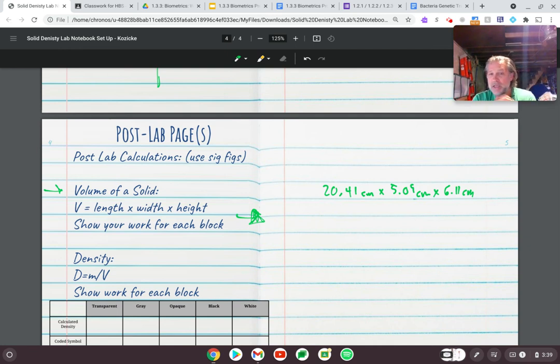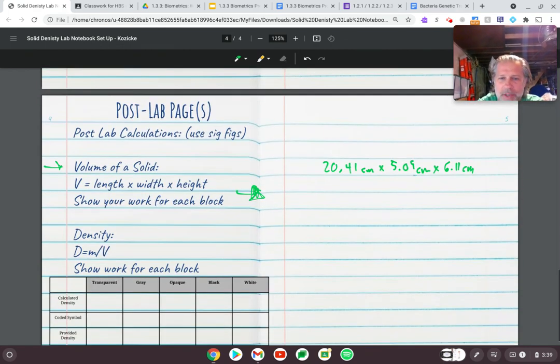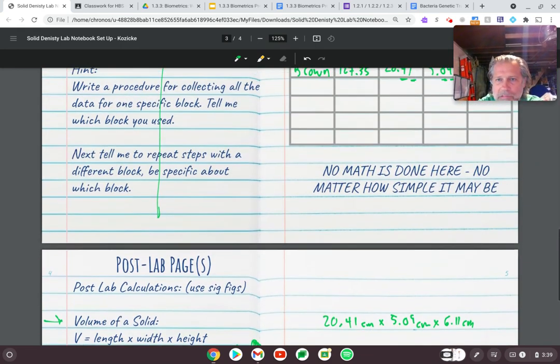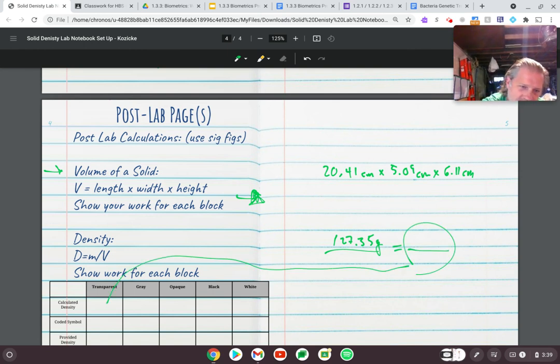So now when we take our density, in this case, density is mass divided by volume. My mass was 127.35, I believe. Yep. And that's going to be grams over whatever the volume was. So that's my formula, my substitution, and then my answer. And then you're going to take that table, and this is going to be your calculated density. Whatever this answer is going to be, it's going to go here, for, I don't know, this block here, if that was the transparent one.